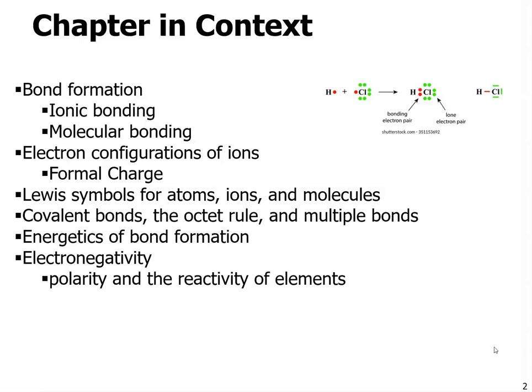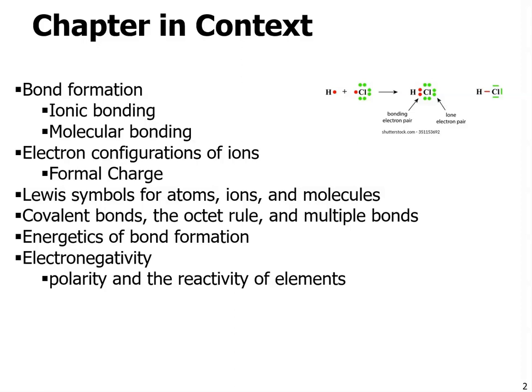the two atoms. We have to also look at electron configurations of ions, so when they lose electrons or gain electrons, and also we're going to do some accounting of those, the difference between the number of protons and the number of electrons, and determine the formal charges of different elements within a molecule. We're going to talk about Lewis symbols and how to create them and look at them, what happens with the ions for those, and Lewis symbols for molecules.